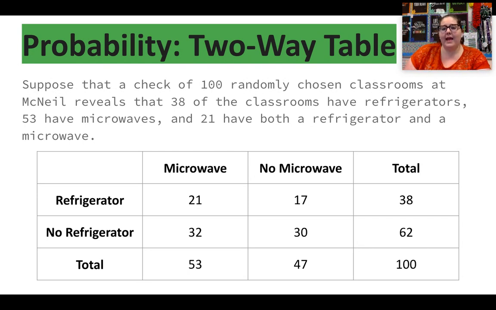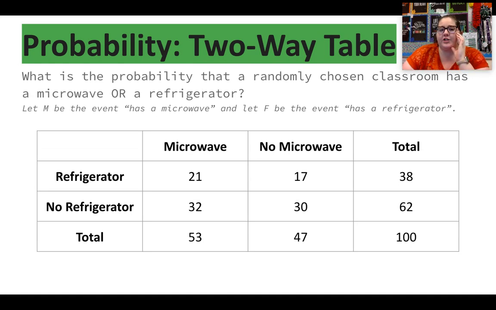So now we have this table, and again, we're answering that question of what is the probability that a randomly chosen classroom has a microwave or a refrigerator. And again, in statistics "or" means one or the other or both. So again, we're starting with P parentheses M union R. Right? So this time we might have to look at it a little bit differently.